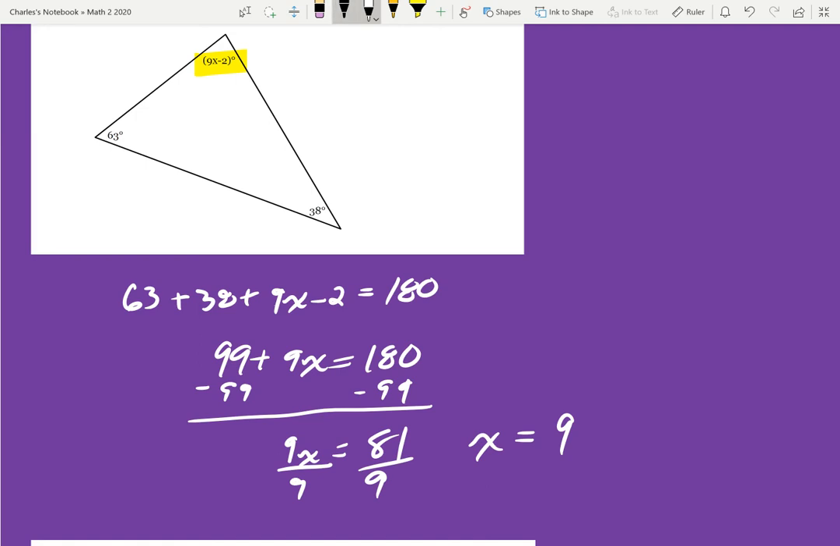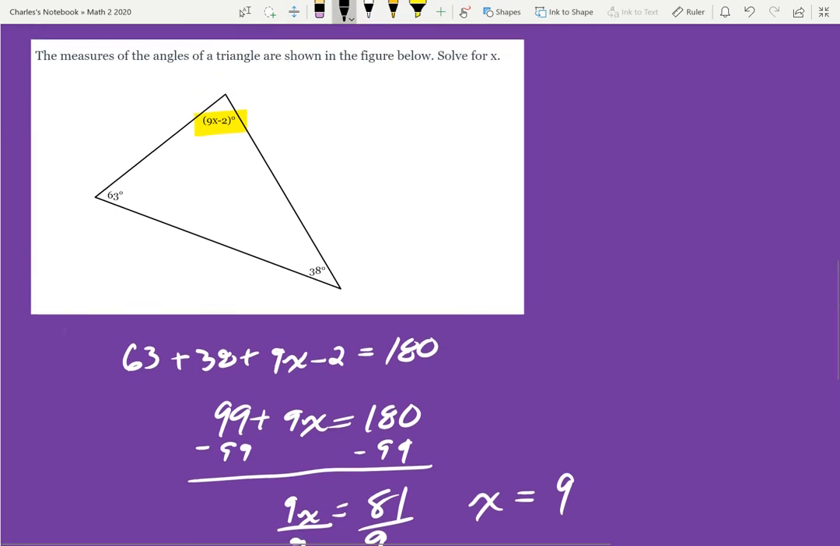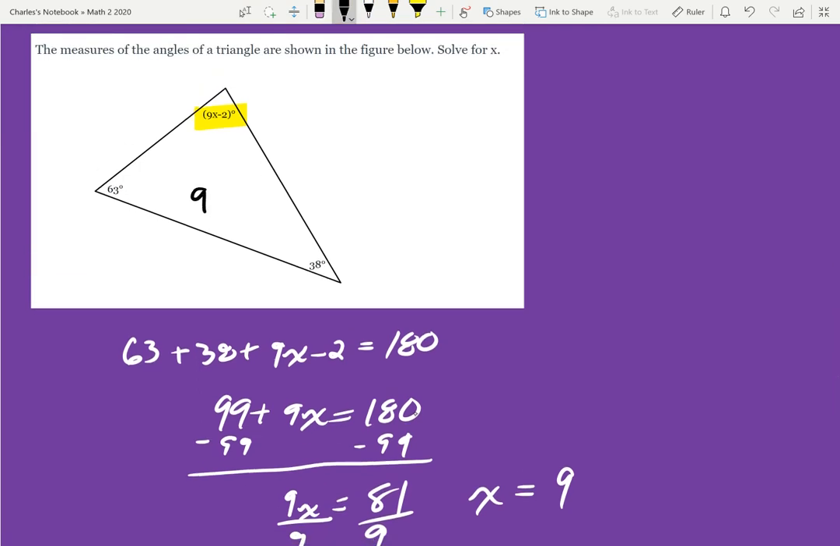And then I don't know if they ask you for the angle, which in these ones I don't think they do, but it's worth knowing that some types of questions might also ask you for the angle, which would be 9 times 9, which is 81 minus 2, would be 79 degrees.